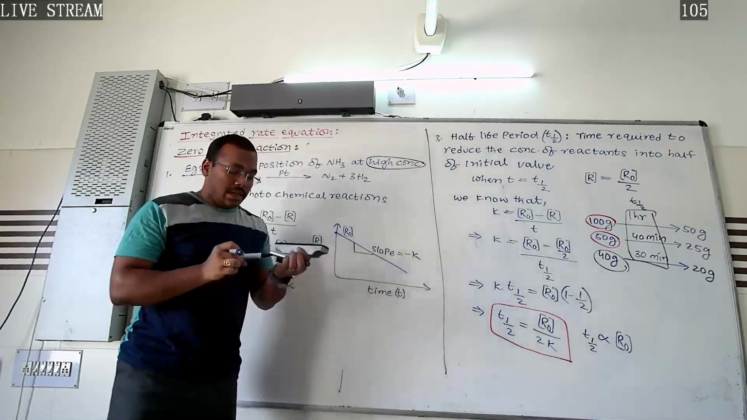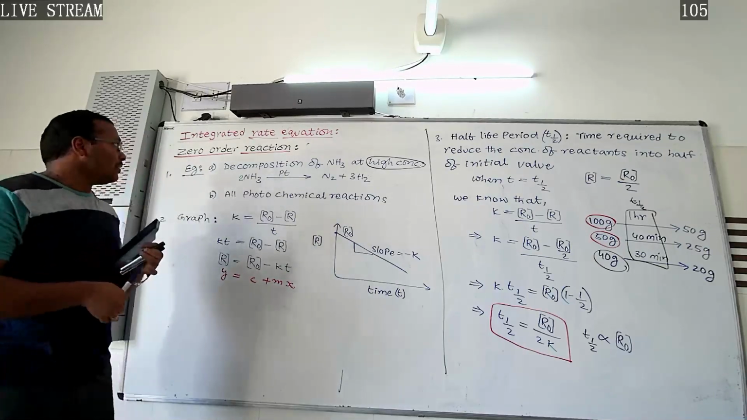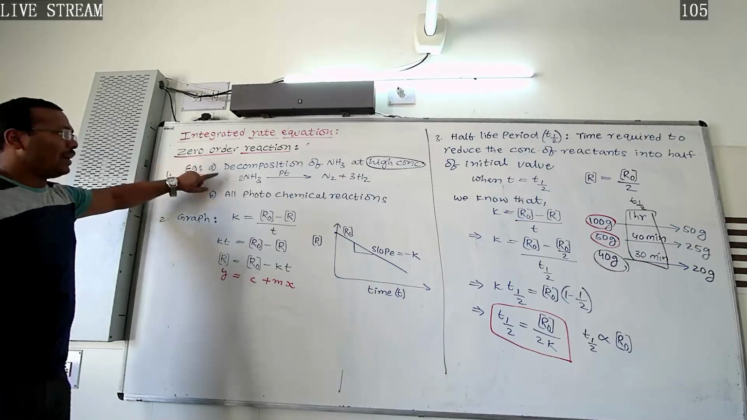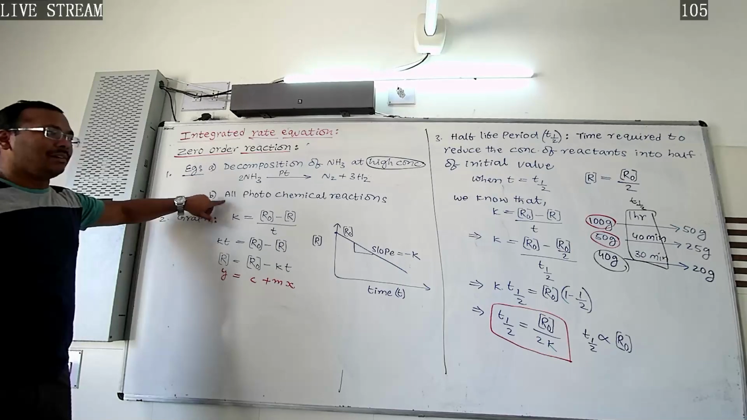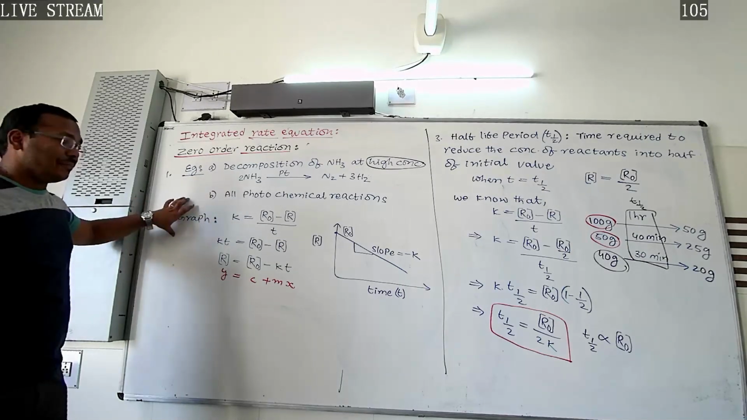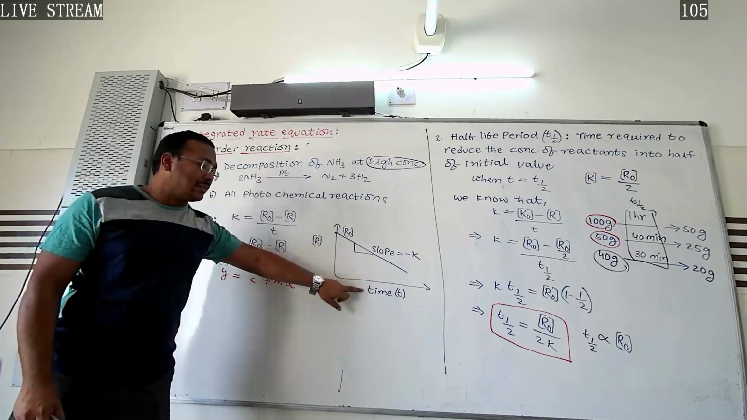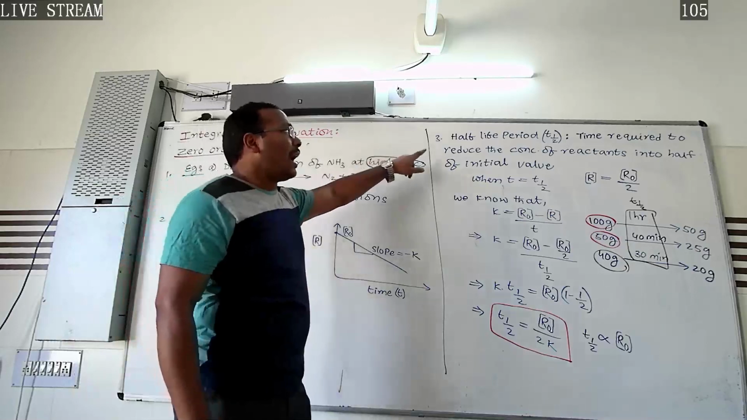Clear about it? I repeat once again. We have studied a zero order reaction. Then we should see examples. What are the examples for zero order reaction? One is decomposition of ammonia, and the second is all photochemical reactions. In the graph, on the y-axis comes R, on the x-axis comes time t, and the slope is negative, it is minus k.